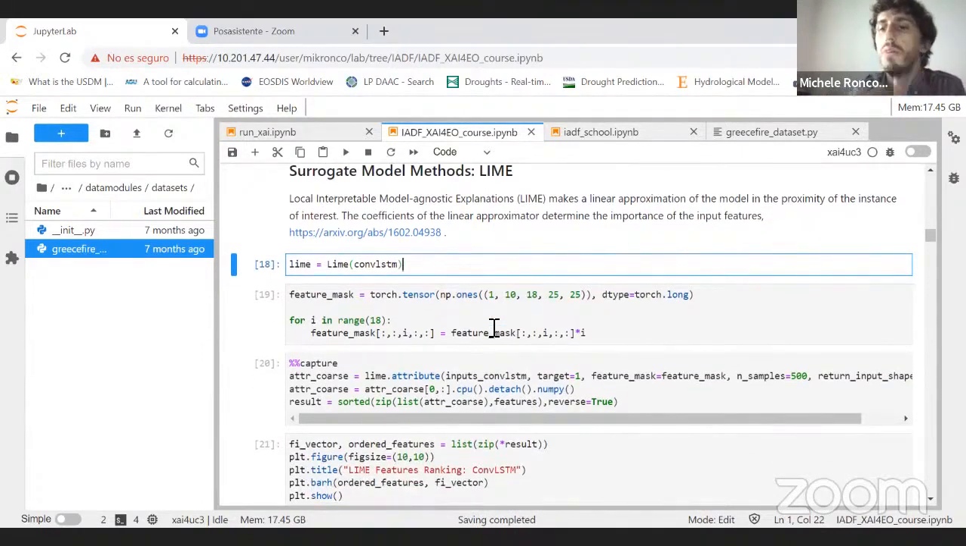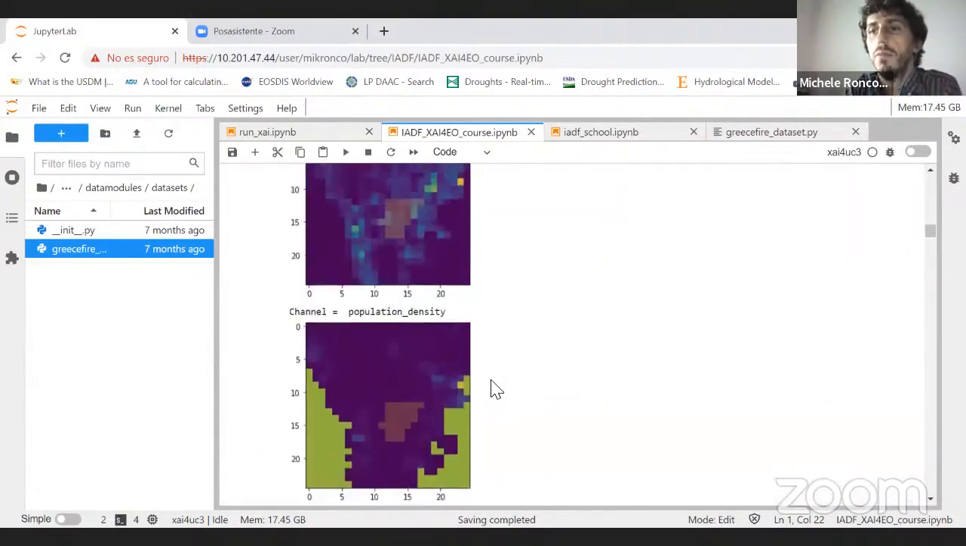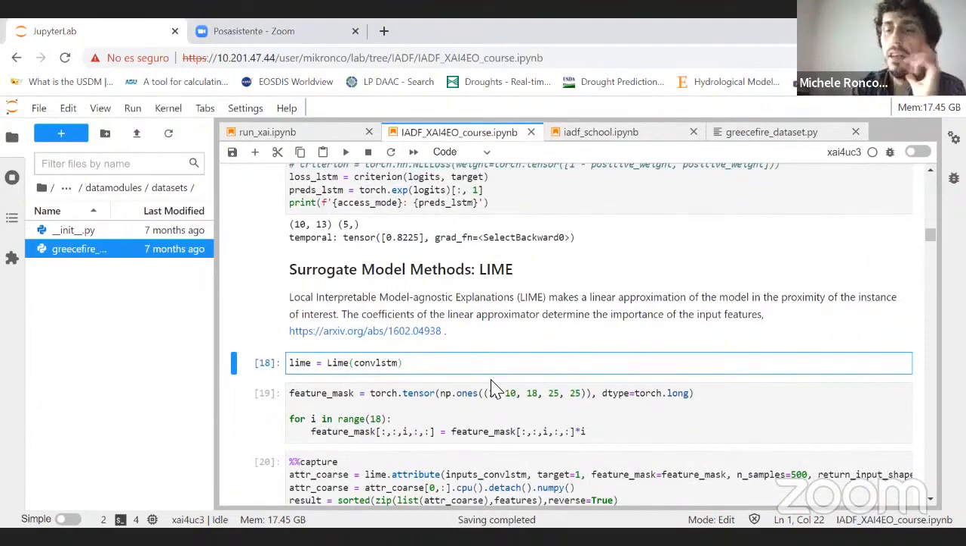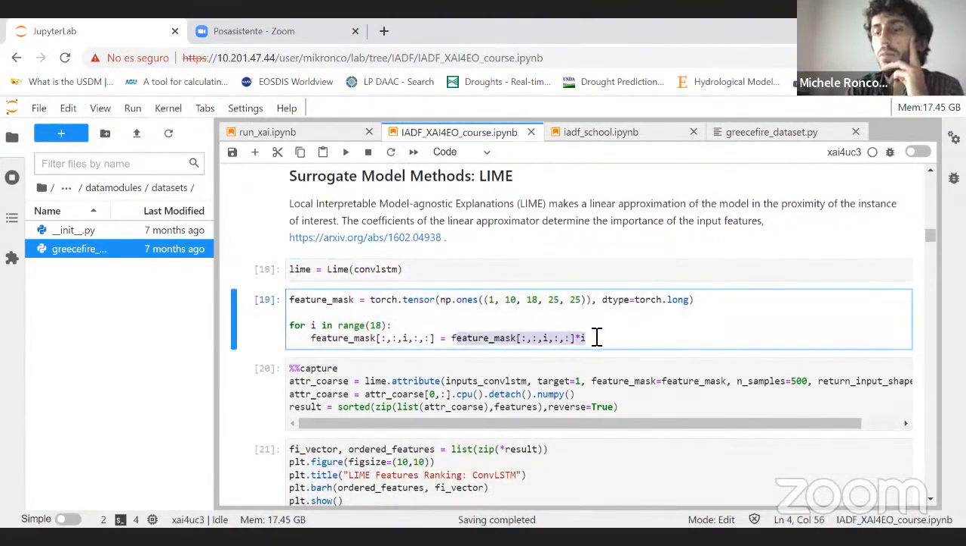The problem is that our input is this 25 by 25 image with a total of 13 plus 5, so 18 input channels. The point of LIME is that we have to tell it what the superpixels, the aggregated features, are that it has to use to fit the linear model. One possibility, as we do here, is to create a feature mask which is just one per channel. So we have 18 channels, and a feature mask which is different for each channel but the same spatially. We'll see later how this argument is given to LIME. We are just saying, okay, use each of the channels as a whole feature.